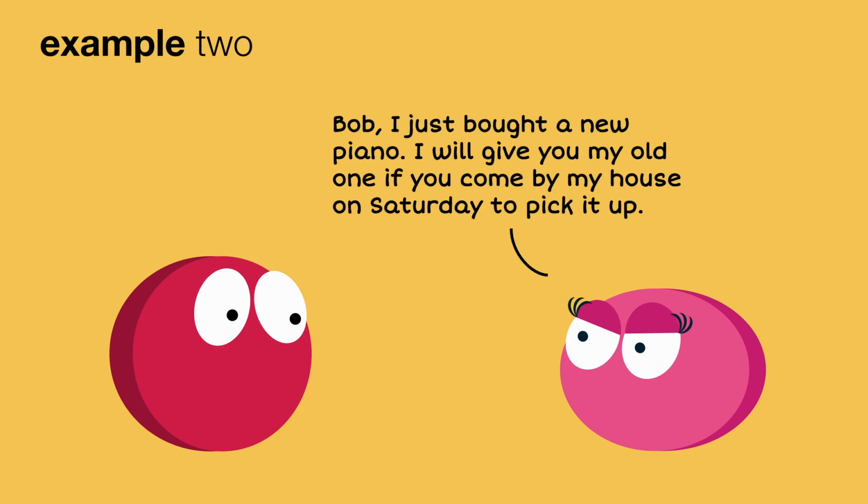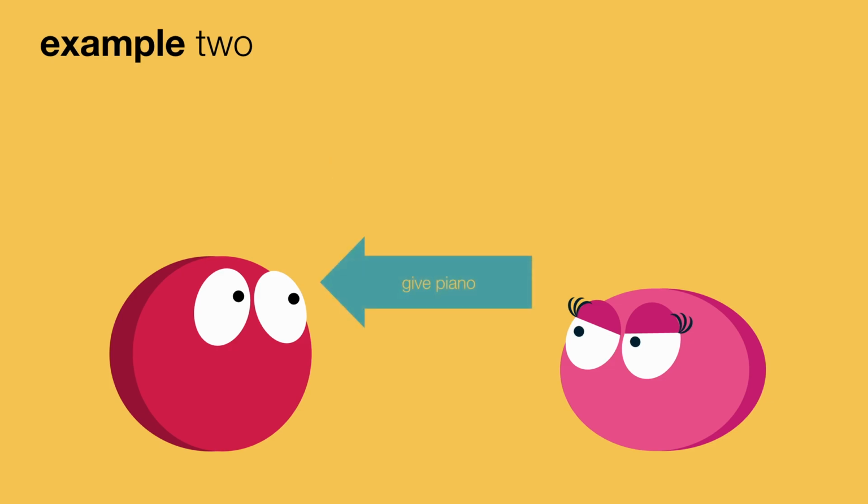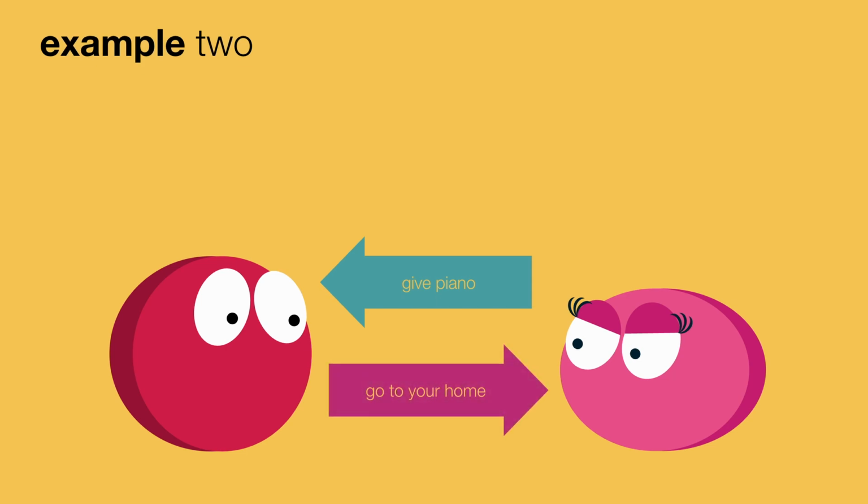So we said the second example we're going to look at here is one where the condition or the event that must take place is within the control of the promisee. So here Barb says, "Bob, I just bought a new piano. I will give you my old one if you come by my house on Saturday to pick it up." So here we have a promise from Barb, which is, I promise to give you my piano. And there is something that is expected of Bob, right?